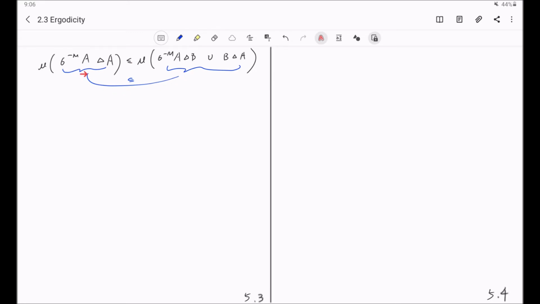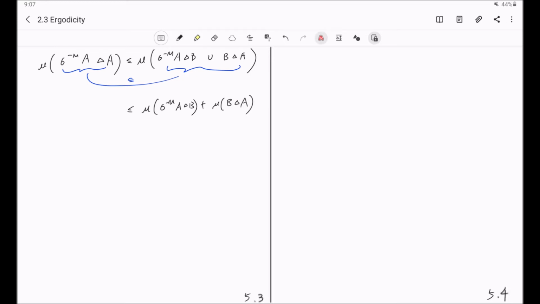This is just a set theoretical fact, and I believe I have checked something like this before. But anyway, if you don't remember, you can either search in my video or simply just check it by yourself. This is very easy to check. There will be like 4 cases to consider. Anyway, this is not hard. But this right-hand side, by the subadditivity, is less than or equal to the measure of the first guy plus the measure of the second guy.